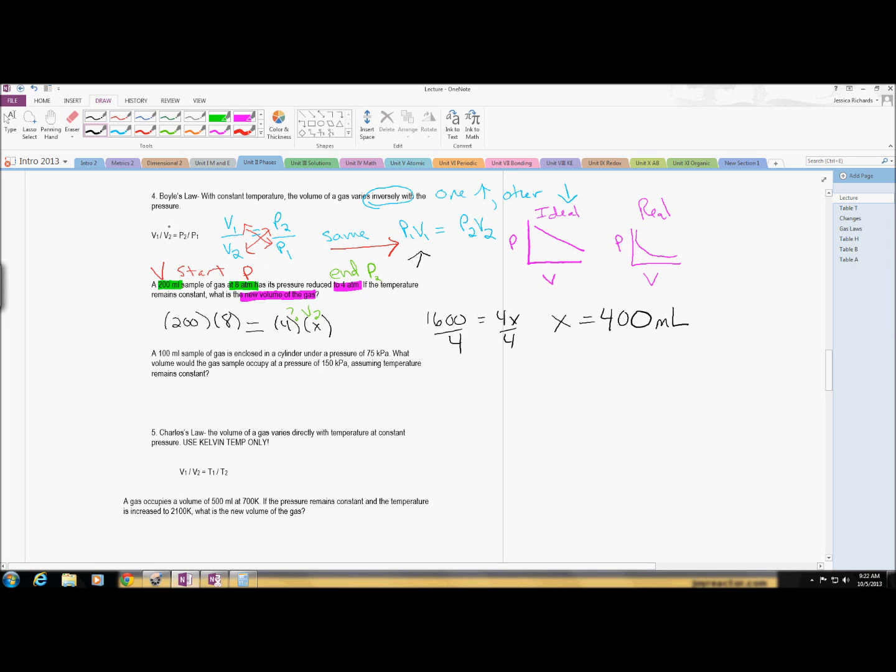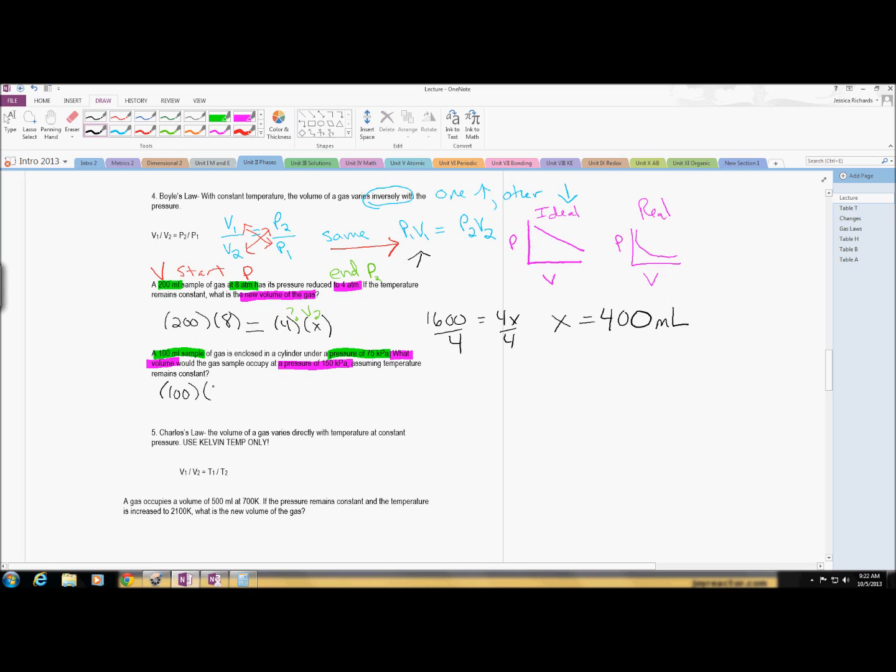All right, next problem. A 100 milliliter sample of a gas is enclosed in a cylinder under a pressure of 75 kPa. What volume, so that's what they're looking for, is volume, would the gas occupy at a pressure of 150 kPa, assuming the temperature remains constant? So again, we're going to use PV equals PV because we're ignoring temperature. Temperature was constant.